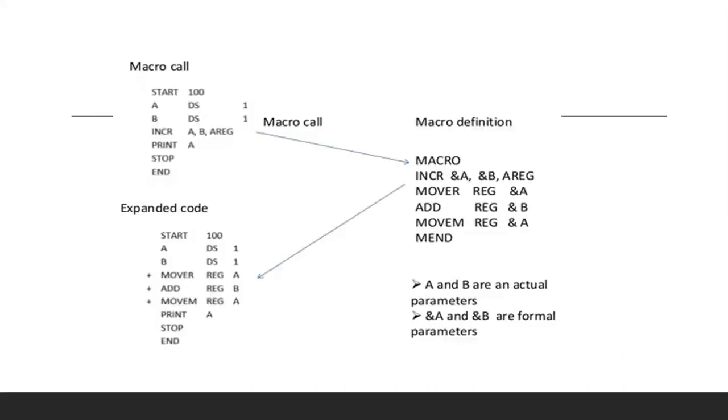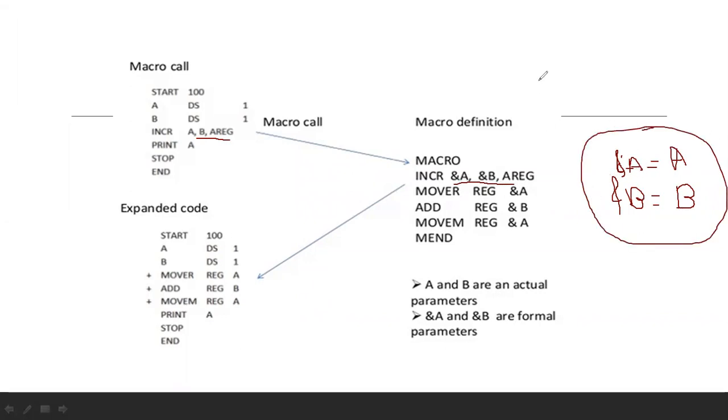So this example we have just discussed. Lexical expansion means, I'll tell you, this is the list of formal parameters and this is the list of actual parameters. So this ampersand A is replaced with the actual parameter, that is A. This ampersand B is replaced with the actual parameter B. A register is by default the A register. This replacement is called lexical substitution.